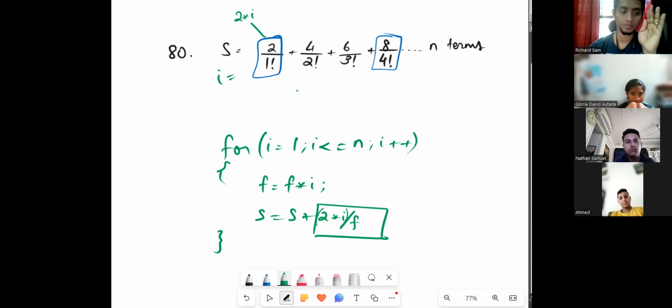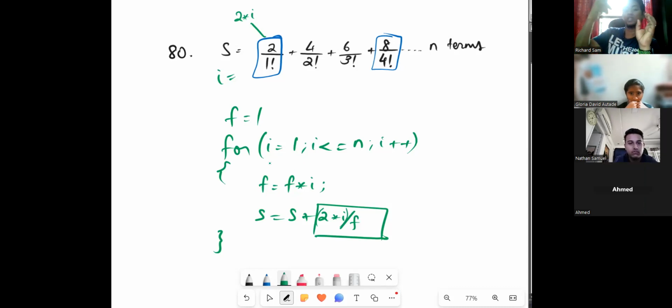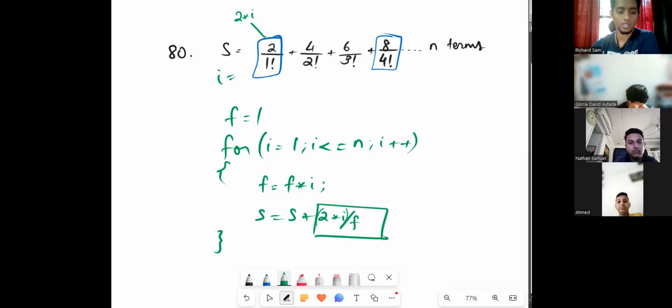First, what is F initially? F is 1. So first time you'll multiply 1 with F. So what is F? 1. That's the factorial of 1. Then when I becomes 2, you'll multiply 2 with that 1. So that is 2's factorial, 2. Then next I becomes 3, you'll multiply 3 with that 2. That becomes 6. Then when I becomes 4, you're multiplying 4 with that 6. That becomes 24, which is the factorial of 4. And so like that, you're continuously multiplying the value of I with the F.